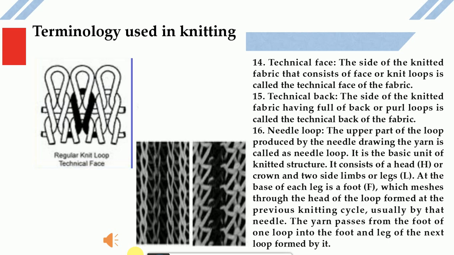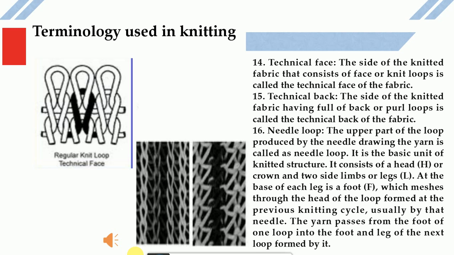The upper part of the loop produced by the needle drawing the yarn is called the needle loop. It is the basic unit of knitted structure. It consists of a head, H, or crown and two side limbs or legs, L.